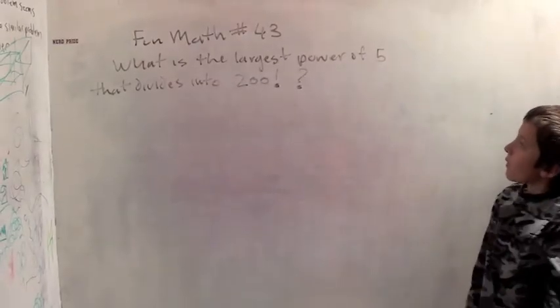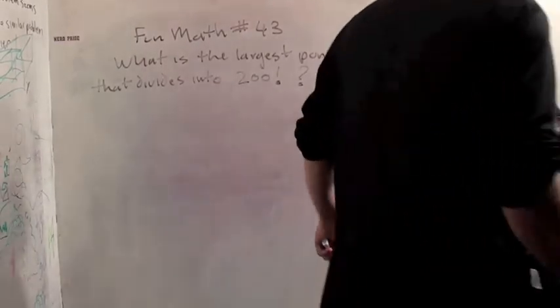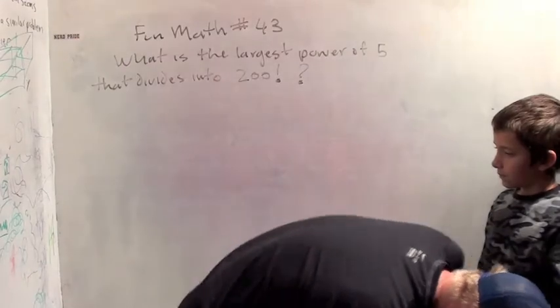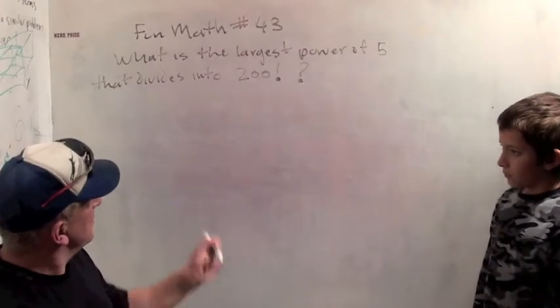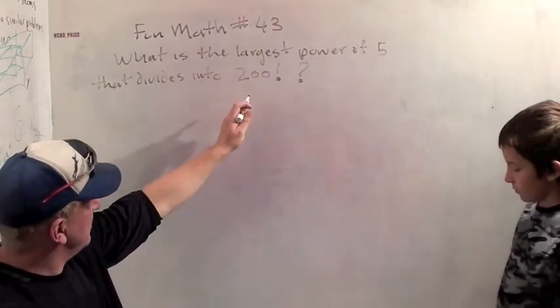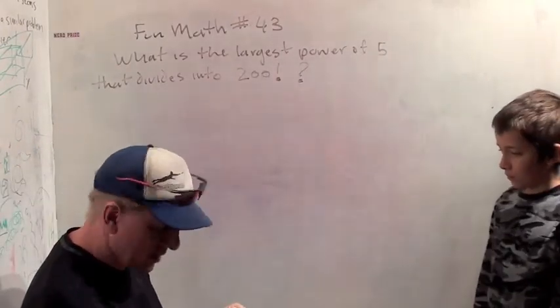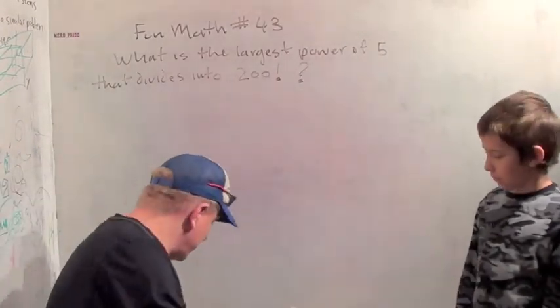Okay, good morning. Welcome to Fun Math number 43. Today, for Fun Math, we're going to do a little review. We're going to find the largest power of 5 that divides into 200 factorial. And I'll probably do it with a different color marker.